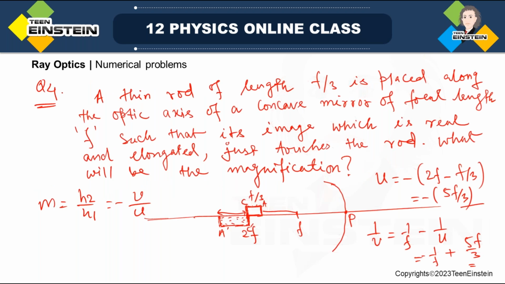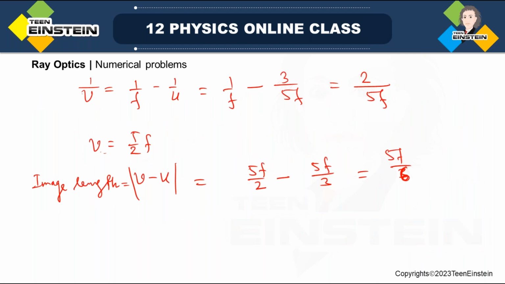Okay, I have to take the length. I have to take the length from here to here. Okay, I'm sorry, this is not 5 by 3. Actually, this is not the U actually.